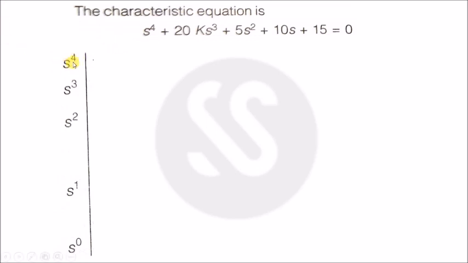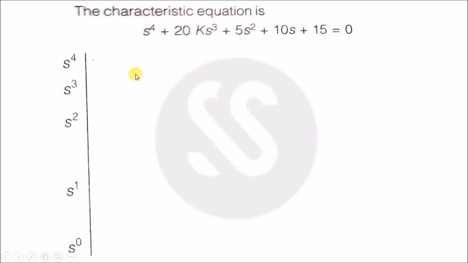So this is s to the power 4. In this row we write the coefficient of s to the power 4, then we skip the next coefficient, then we take the s to the power 2 coefficient, then skip the next one, then take the s to the power 0 coefficient. That means when the power is 4, we write the 4 power, then the 2 power, then the 0 power. Even powers will be there. If it is odd, then we write the coefficient of s to the power 3, then the coefficient of s to the power 1, likewise.